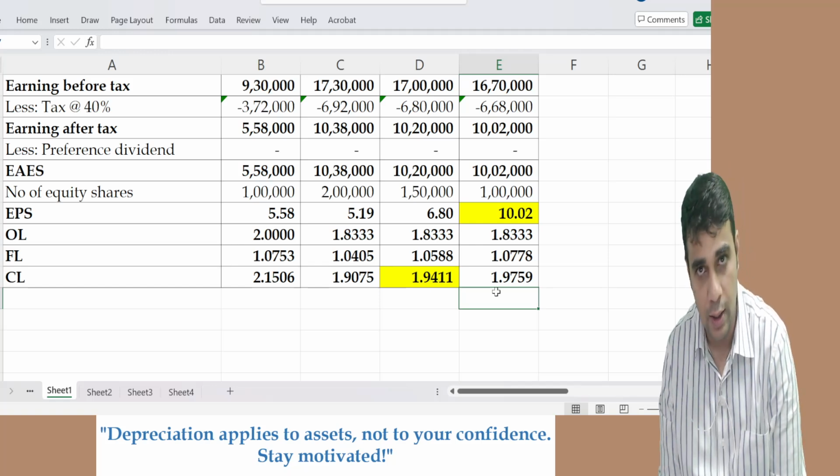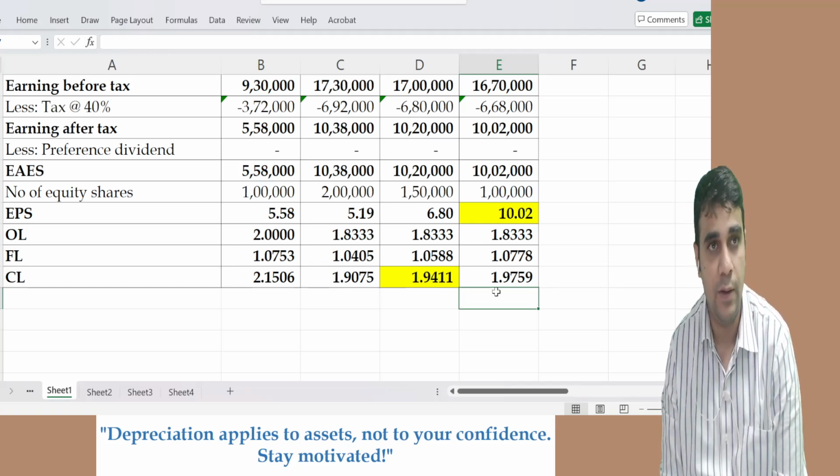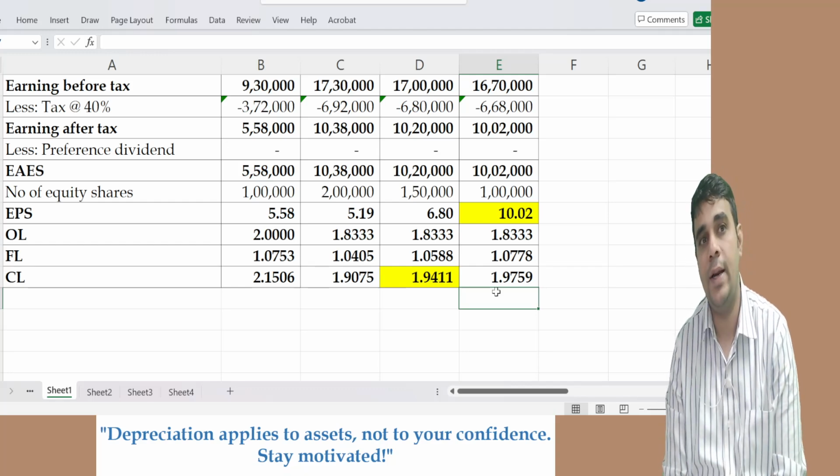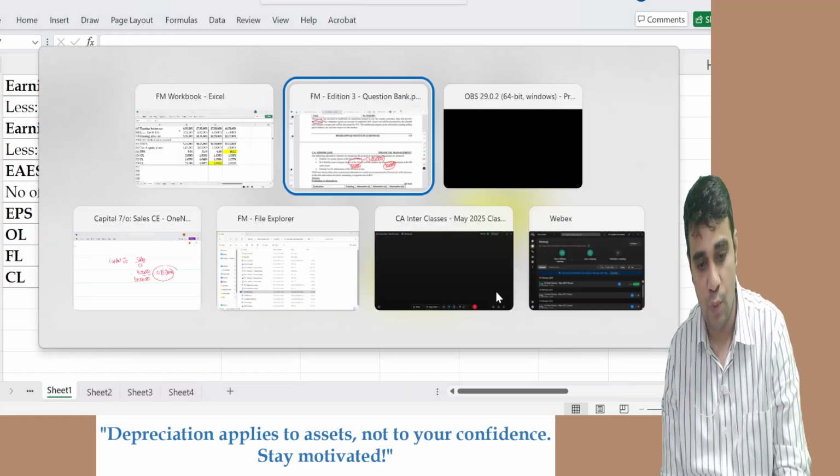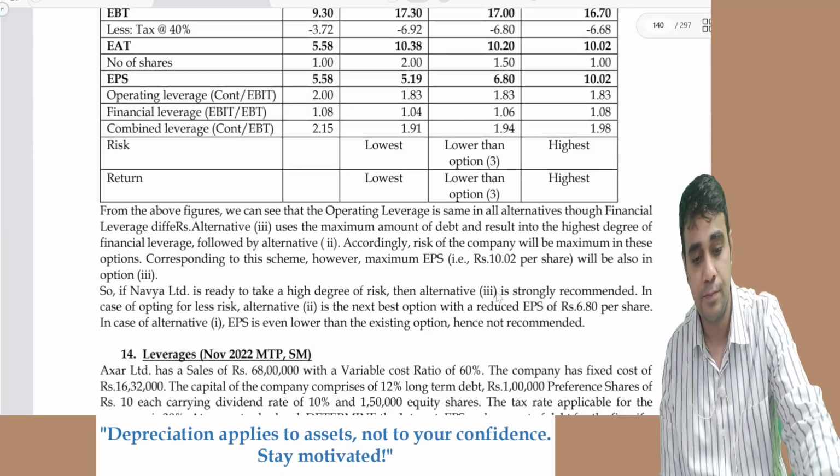But I don't agree on that, because of EPS going down. So we go ahead and select alternative 2. This is what conclusion they made.